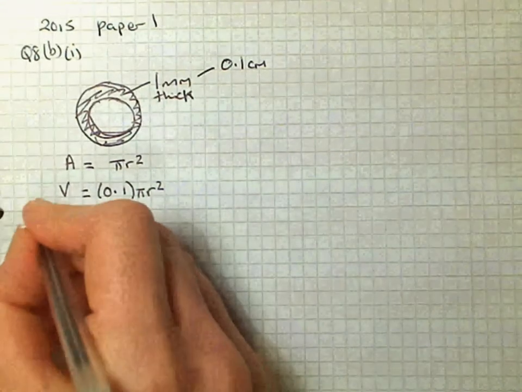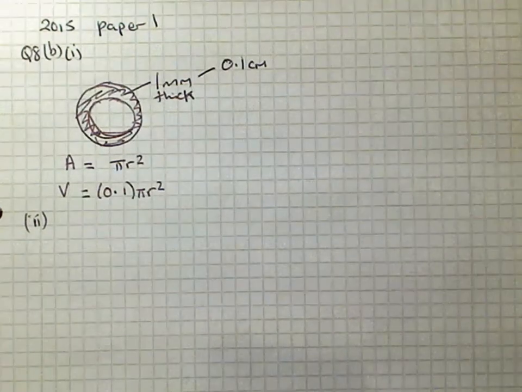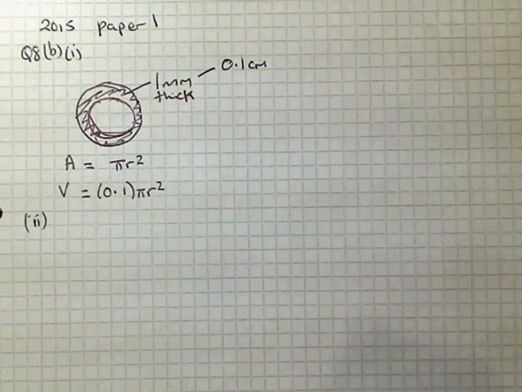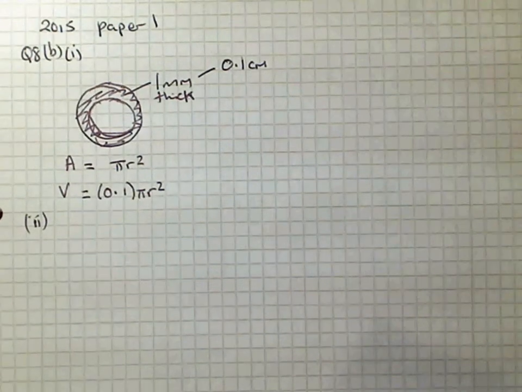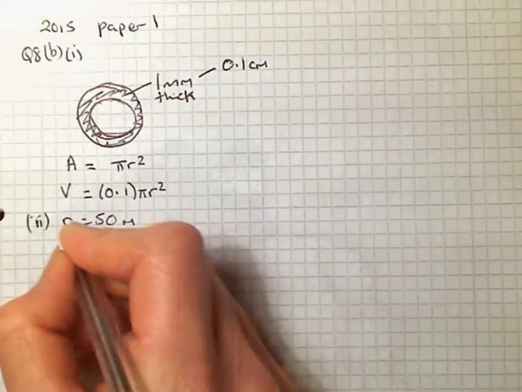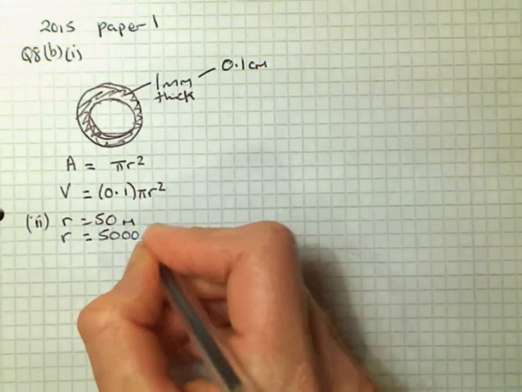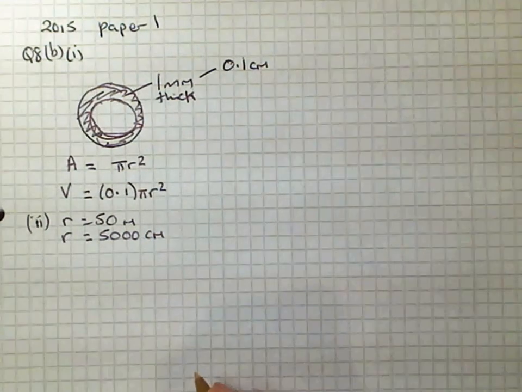Now in part 2 of the question, you're asked, find the rate in centimeters per minute at which the radius of the oil slick is increasing when the radius is 50 meters. Okay, so radius is 50 meters. So once again, I'm going to change that to centimeters. And that's going to give me 5,000 centimeters.